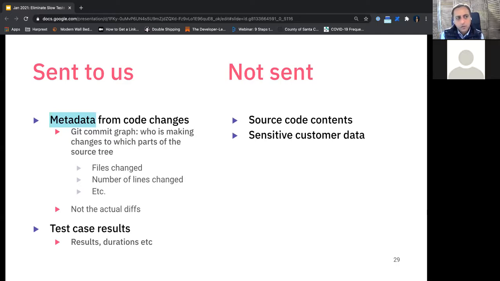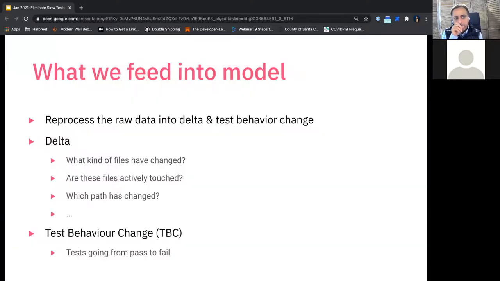So once this data is sent over, let's get a level deeper on how the machine learning model itself works. The first thing is what we feed into this machine learning model. We take that data that's sent over, we process this into this delta, and we look at what the test behavior changes.